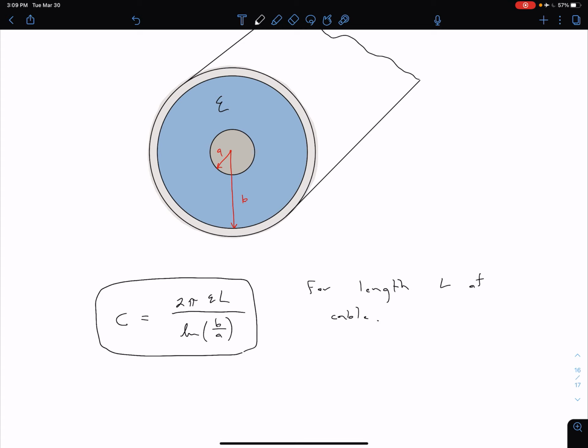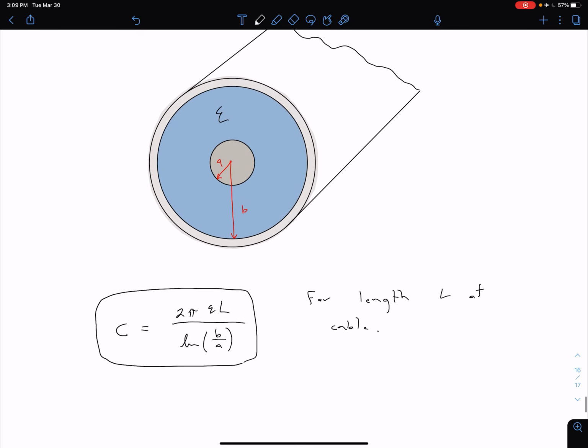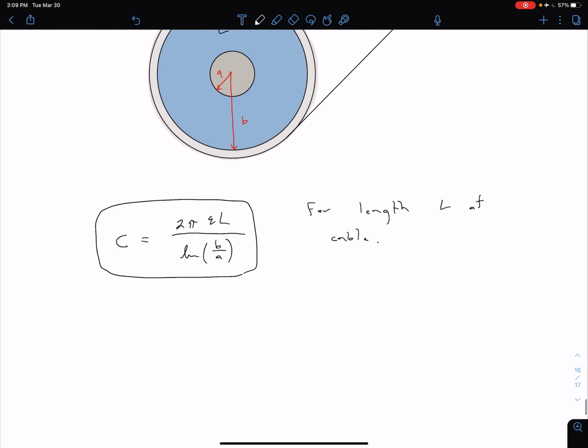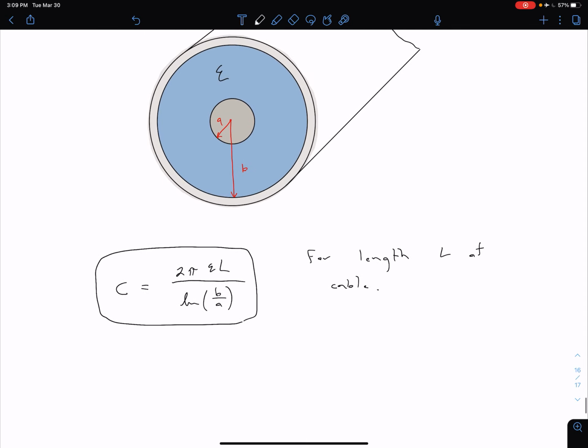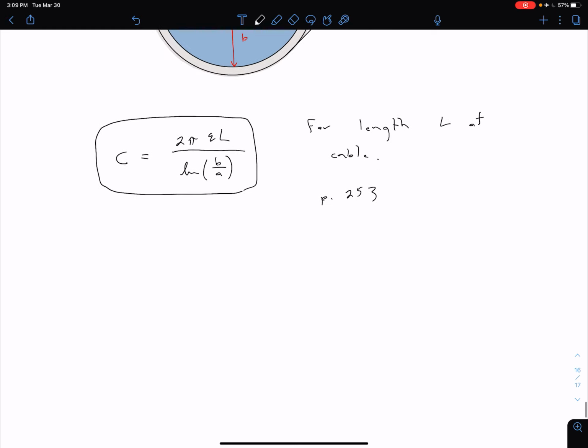Now, we could of course solve this either of the two ways that we've talked about before. We could assume charge on the plates, in this case, of course, an inner and an outer. Or we could assume a voltage across the plates and find the charge. Just because we have so much other stuff to get to in this class, I don't want to go through that again, the same way we did with our parallel plate capacitor. But if you want to see details about that, you can look on page 253.